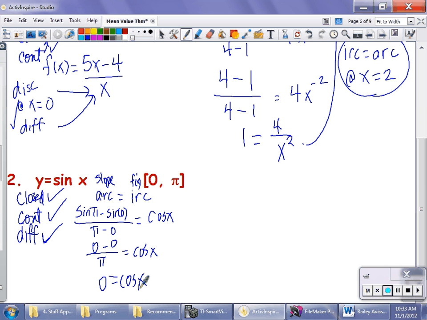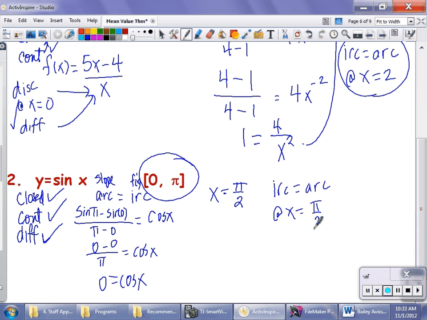And on this interval, the cosine, the x value is 0 at pi over 2. It's also at 3 pi over 2, but look at your interval. This is only going from 0 to pi. So we would say the instant rate of change is equal to the average rate of change at x equal to pi over 2 by the mean value theorem.